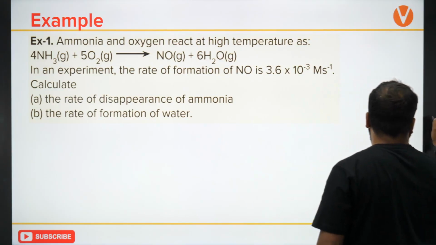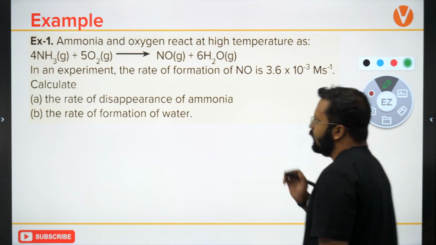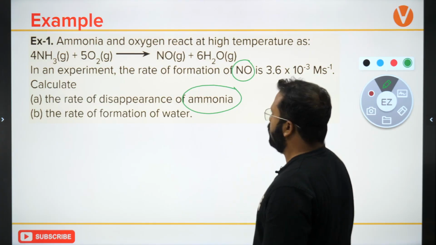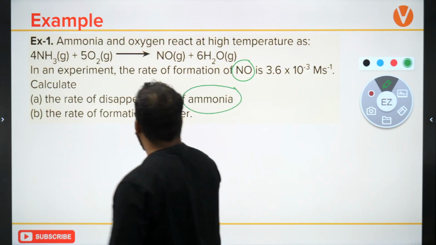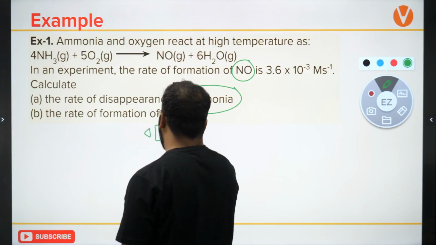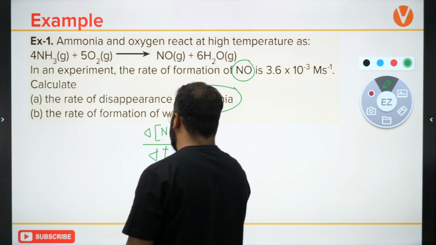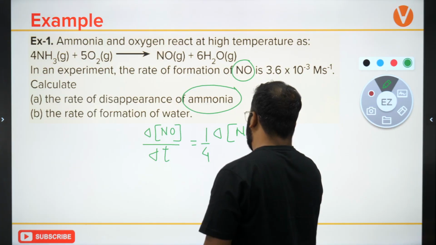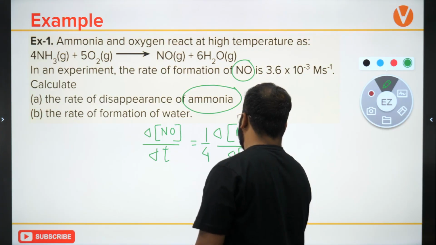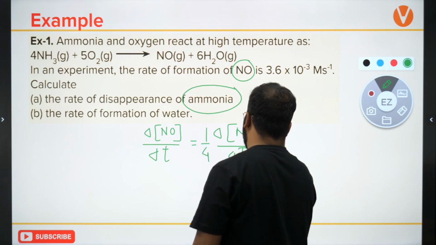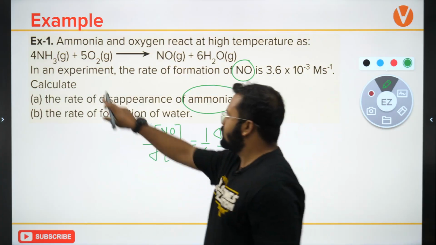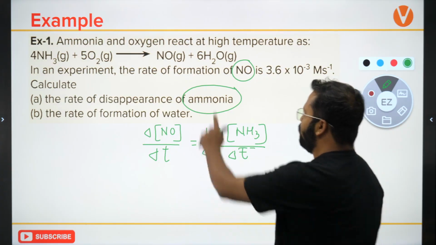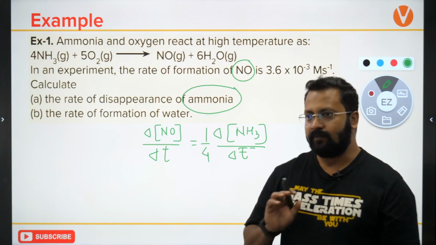How do we solve the question? The question is very simple. For this reaction, what is being asked? We have been asked about ammonia and information is given about NO. So what is the relation between ammonia and NO? Can I say that del of concentration of NO upon del T is equal to 1/4 del of concentration of NH3 upon del T? Okay, I can say this because 1/4 of this gets consumed in the same time in which 1 unit of this gets formed. So this is the relation that we would arrive at. ये हमने पिछले क्लास में किया था.